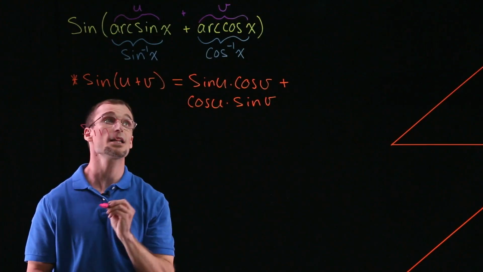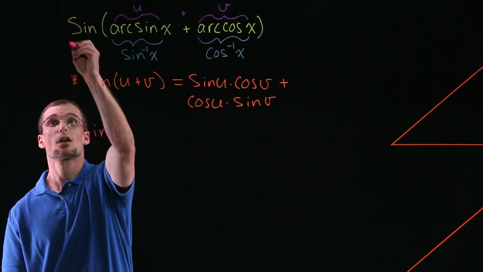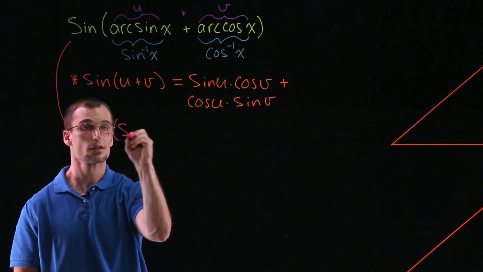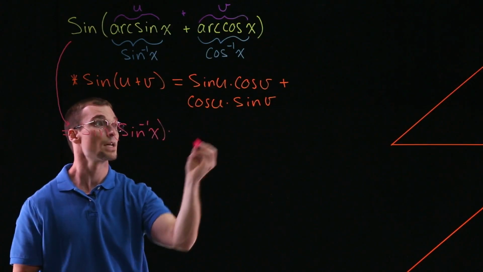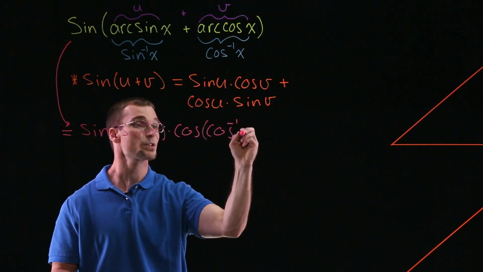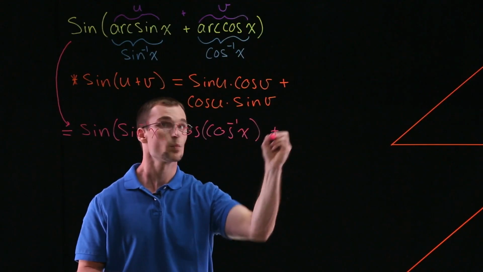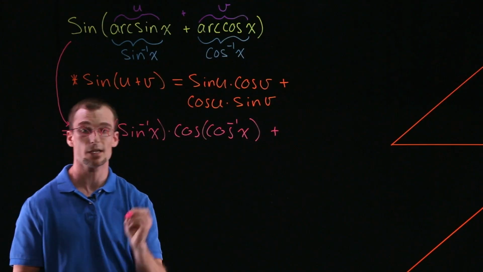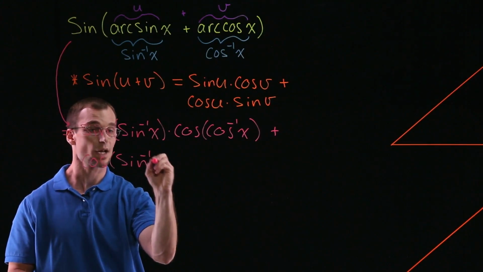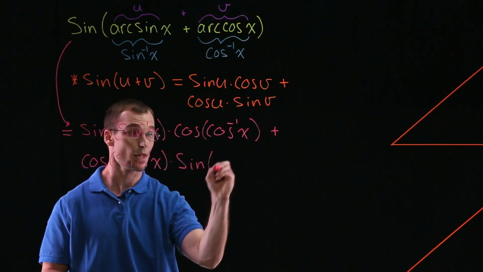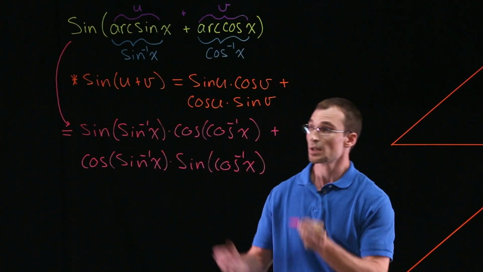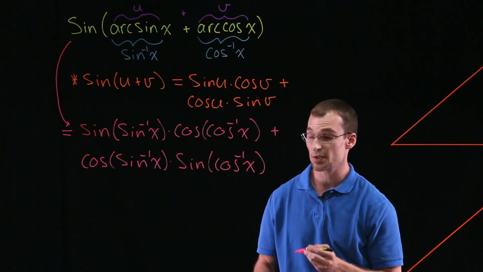Well, the sine of sine inverse plus cosine inverse coming down here is going to be equal to the sine of u, or the sine of sine inverse of x, times cosine v, or times cosine of cosine inverse of x, plus cosine u times sine of v, or plus cosine of sine inverse of x times sine of cosine inverse of x. So we're trying to rewrite this as an algebraic expression in terms of just x.